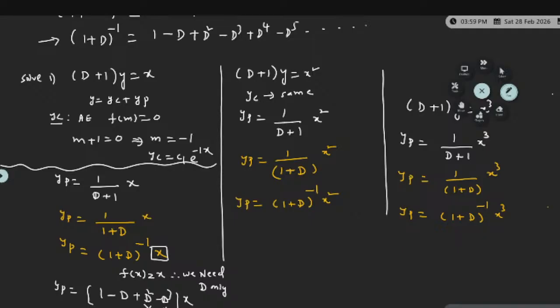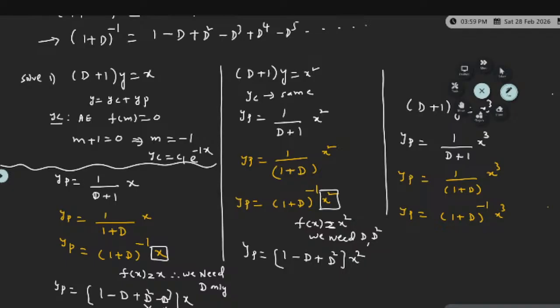d square, d cube, that big expansion you have is not needed for me. Up to here is enough. Here what is f of x, dear students? If f of x equal to x square, we need d. Now expand this. What are the terms required? 1 minus d is enough.